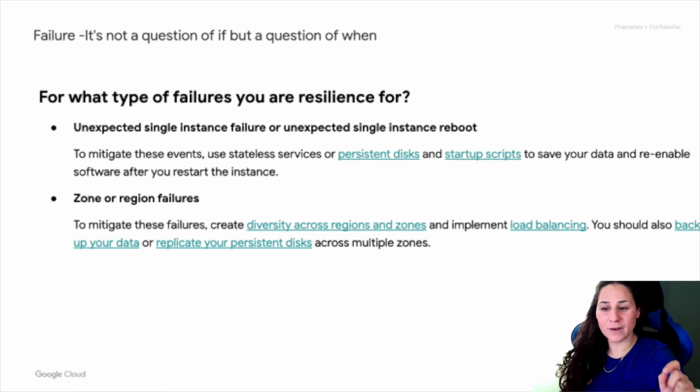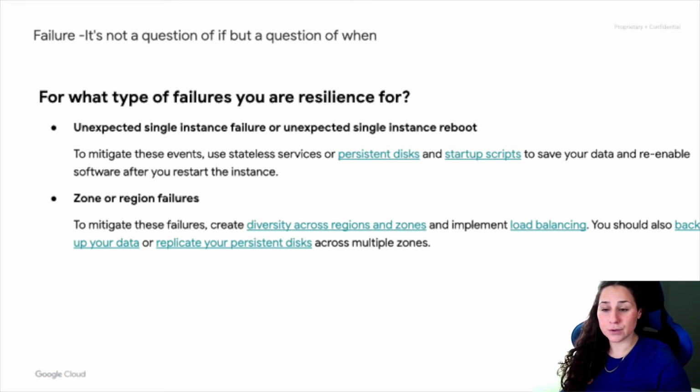So I mentioned that failure is not a question of if, but a question of when. So we want to design our system to be resilient. So it is important to understand how we deal with failures and what types of failures we are resilient to. Can we tolerate an unexpected single instance failure or a single instance reboot? Will our system deal with zonal or regional failures?